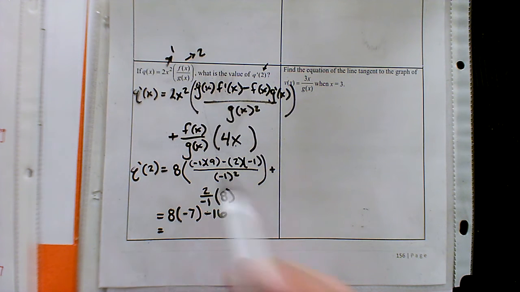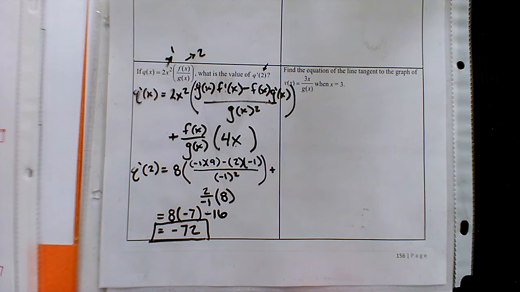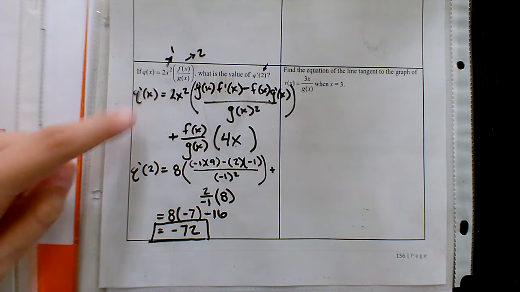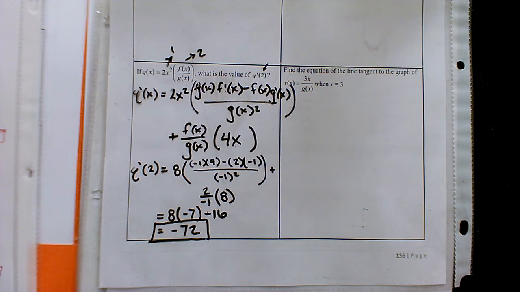So what are we left with? Negative 72. Good. All right, so there's our final derivative. I know it's pretty steep, okay? So you have to go down 72 over 1, but it's still a slope value, okay?